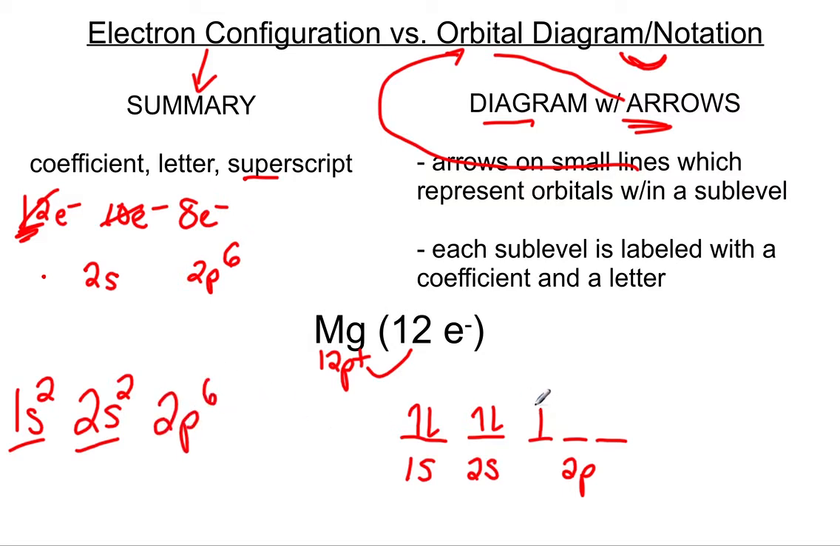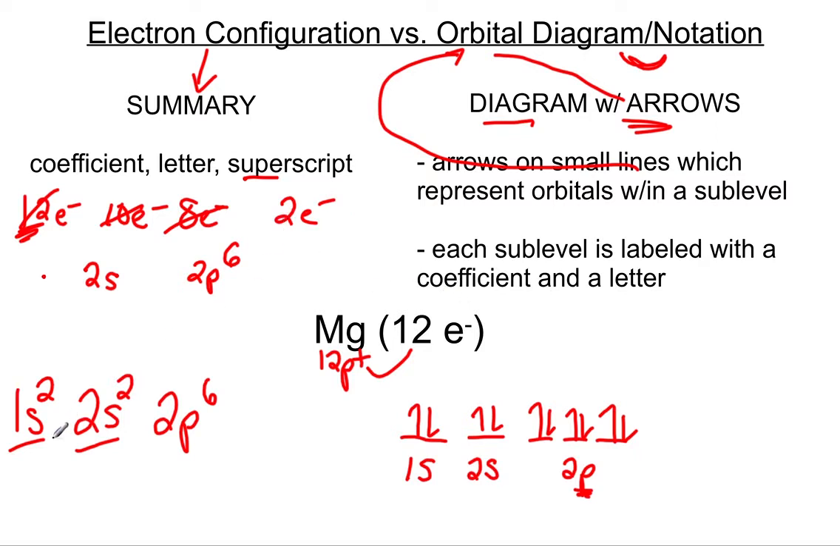Now watch what I do here. 1 arrow up, 1 arrow up, 1 arrow up. It's only when each of those orbitals in this section, each orbital has an arrow in it or an electron in it, then we can double up. So we go down, down, down. Fill it with 6. So that brings us to 2 electrons.